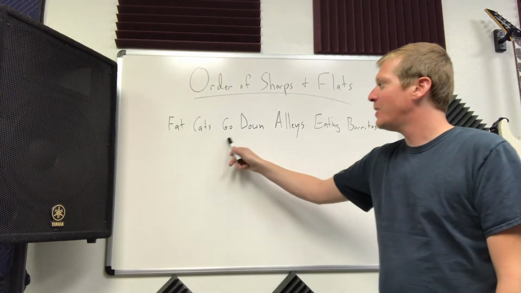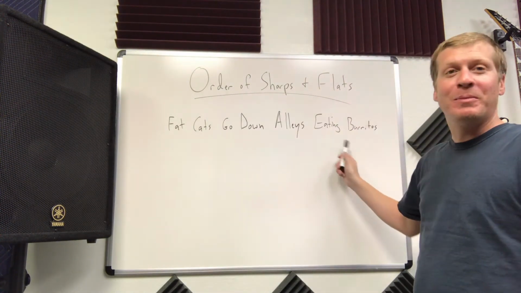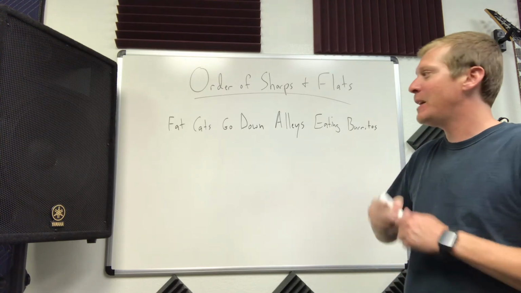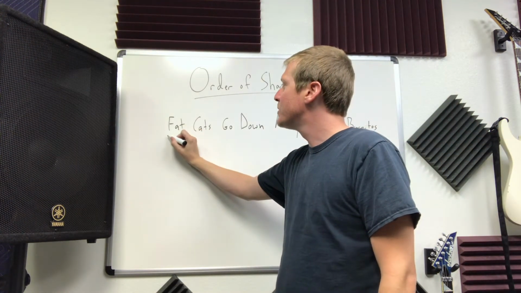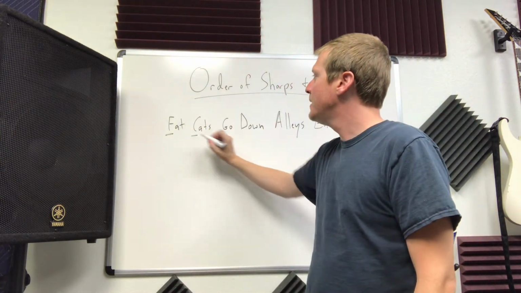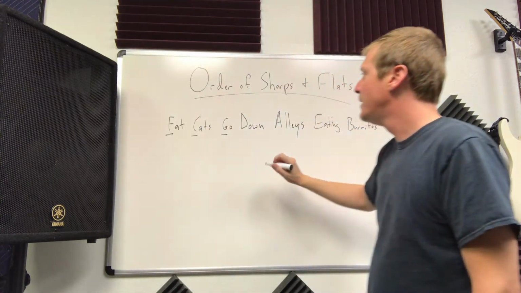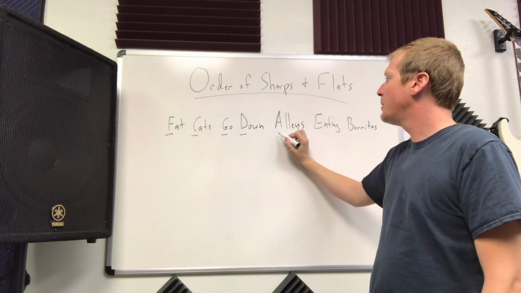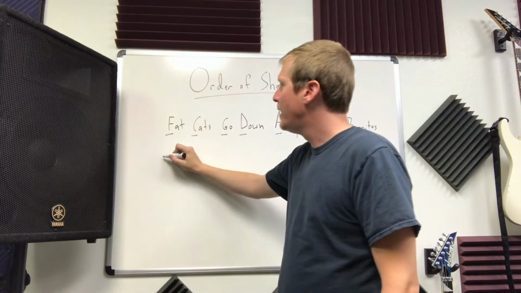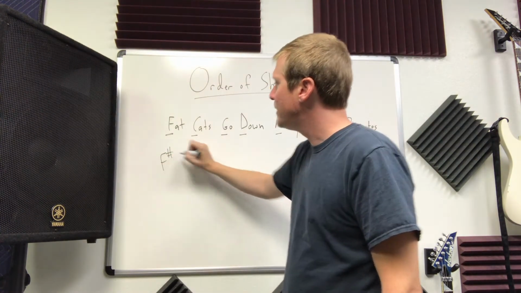Fat cats go down alleys eating burritos. Okay? Now I know it's kind of silly, but it works. So that means the first letter equals a sharp, so that would be F. That means F sharp, C sharp, G sharp, D sharp, A, and then E and B, and you get the idea. So F sharp is the first one.